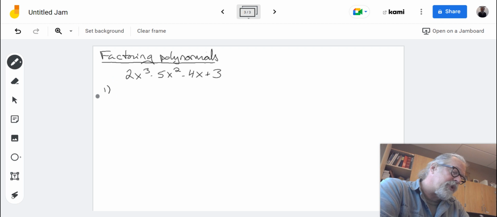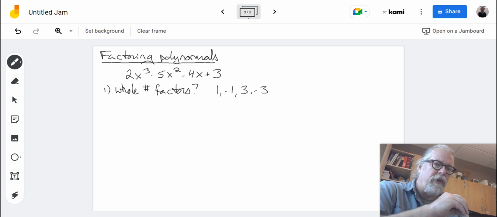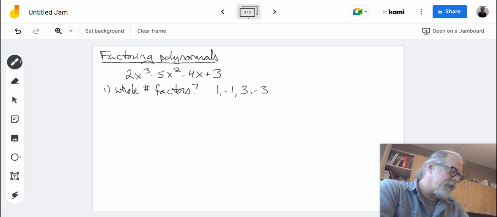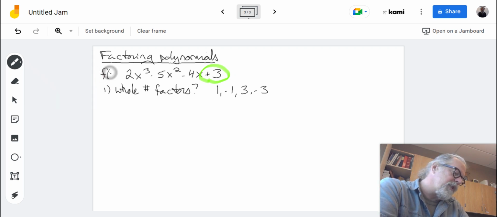And the first question we have to ask ourselves is, whole number factors. Are there any? Well, the only possibilities are 1, -1, 3, -3. How do I know that? Well, when I multiply all the constant terms in a factored form of a polynomial, it has to end up being 3. And those are the only factors of 3 right there. So let's test and see whether or not any of these are factors.